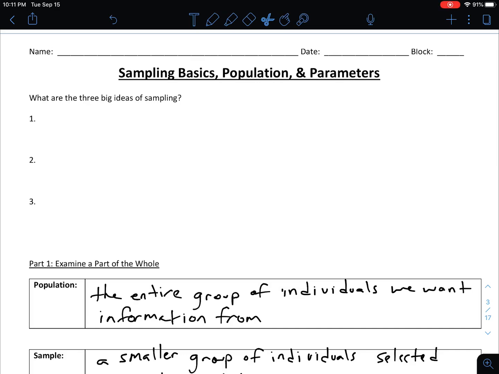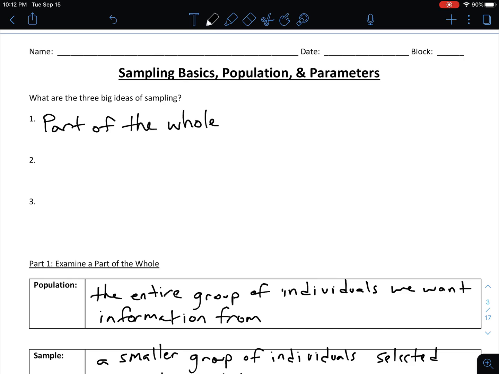All right. In this video, we're going to learn all about the sampling basics, population, and parameters. We're going to start off by discussing the three big ideas of sampling. So the first big idea of sampling is that we're going to look at a part of the whole.